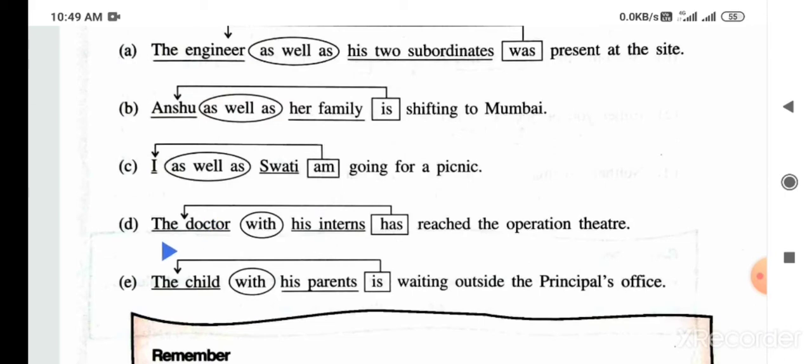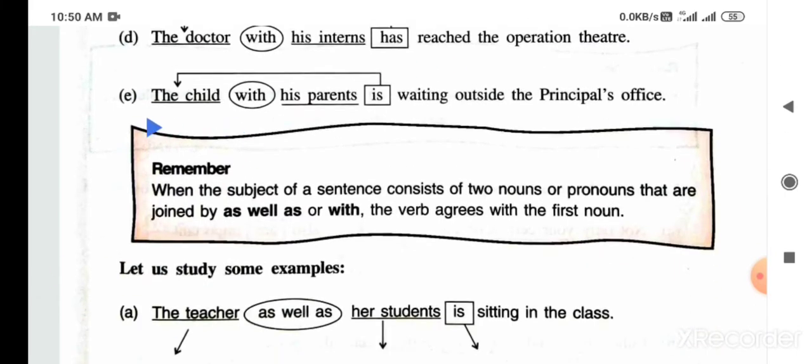डिफाइन हुआ है. The doctor with his interns has reached the operation theatre. The child with his parents is waiting outside the principal's office. When the subject of a sentence consists of two nouns or pronouns that are joined by as well as or with, the verb agrees with the first noun. तो ये फर्स्ट नाउन से अग्री करेगा, उसी को हम लगाएंगे अगर with और as well as रहे तो.